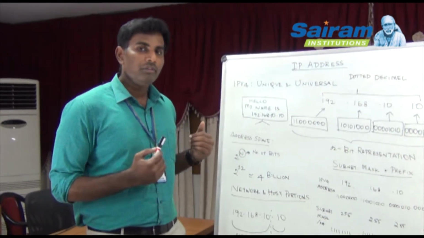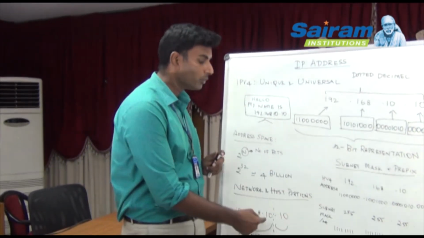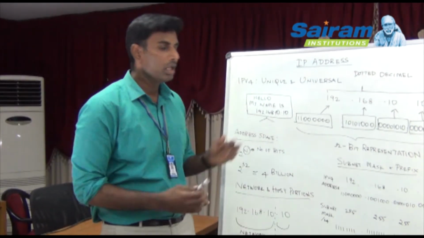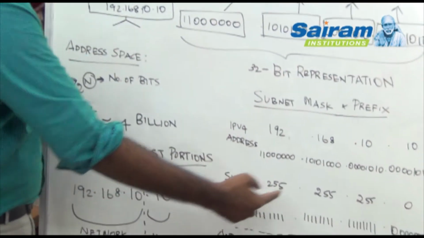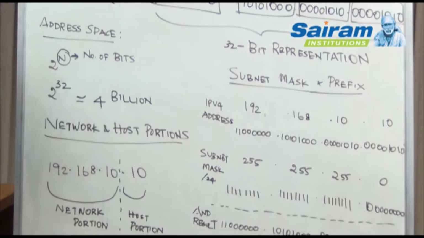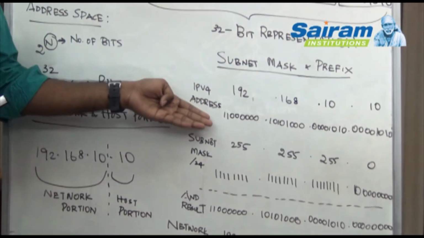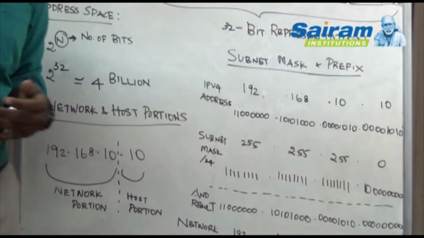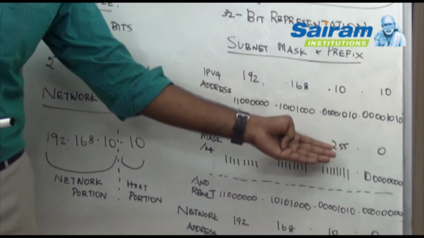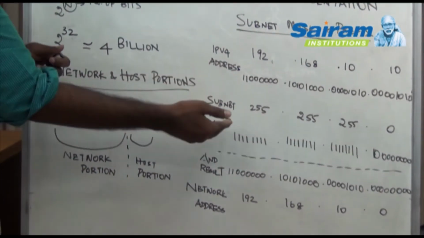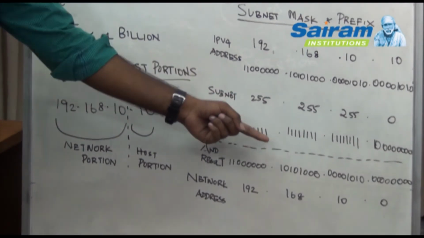So we have the help of the subnet mask to help us find what is the network portion and what is the host portion. Let me give you an example. The subnet mask will help me find the network portion from this address. Assume that I have 192.168.10.10 and I have represented that in the binary format. Now the subnet mask is 255.255.255.0, and the corresponding binary format is this. So as you know, 255 is all ones.